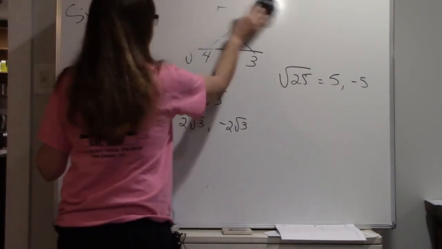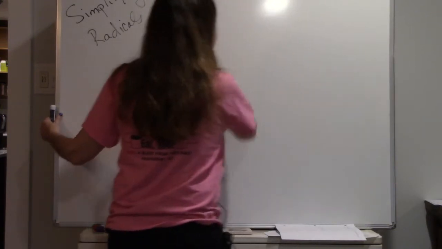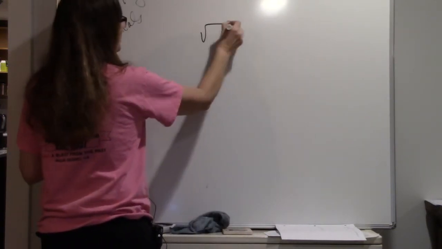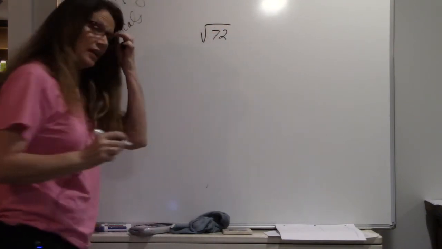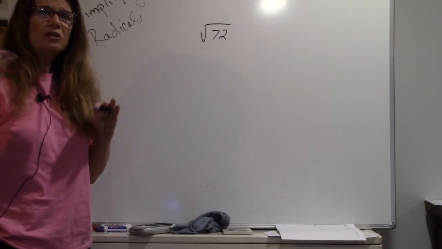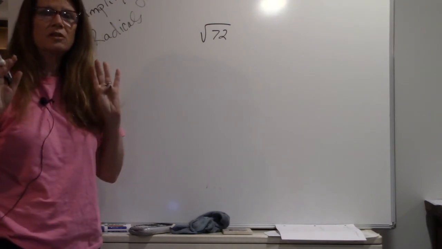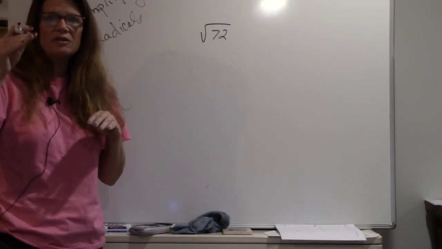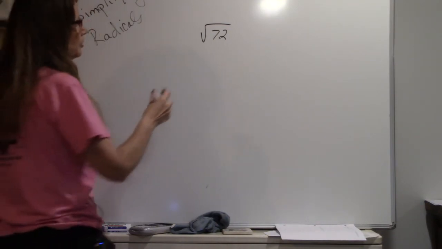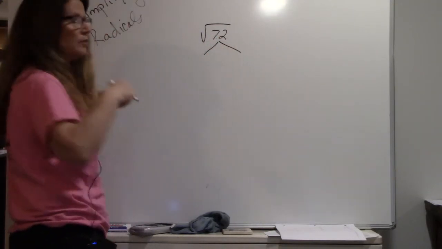Okay, so let's try another one. I am on page 61 of your packet. So if we did the square root of 72. Okay, now I'm going to do this in a little bit different way to show you that you can take multiple steps. You do not have to do this. The goal is to get the highest perfect square, the highest perfect square that will go into that number. I'm going to do it two ways so you can see the progression.